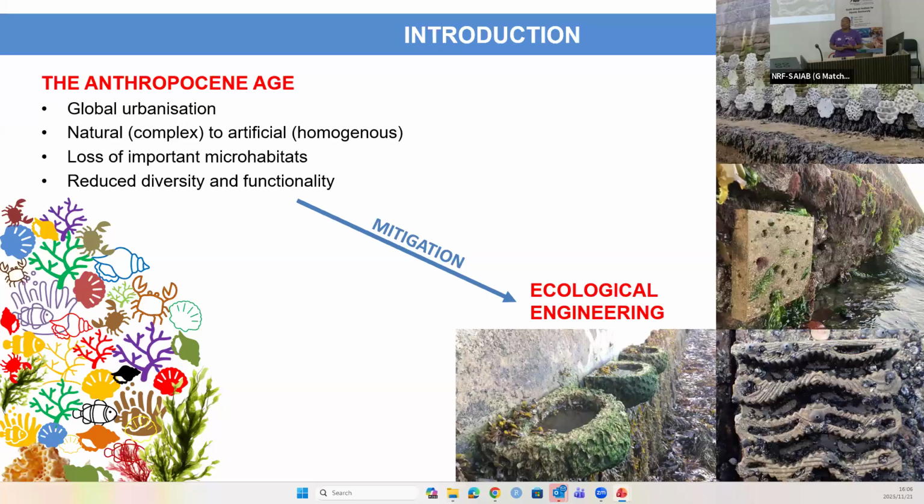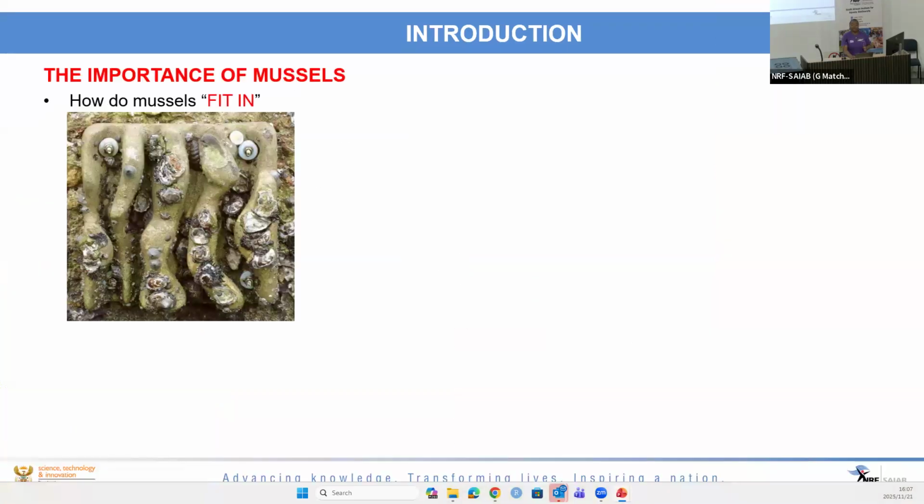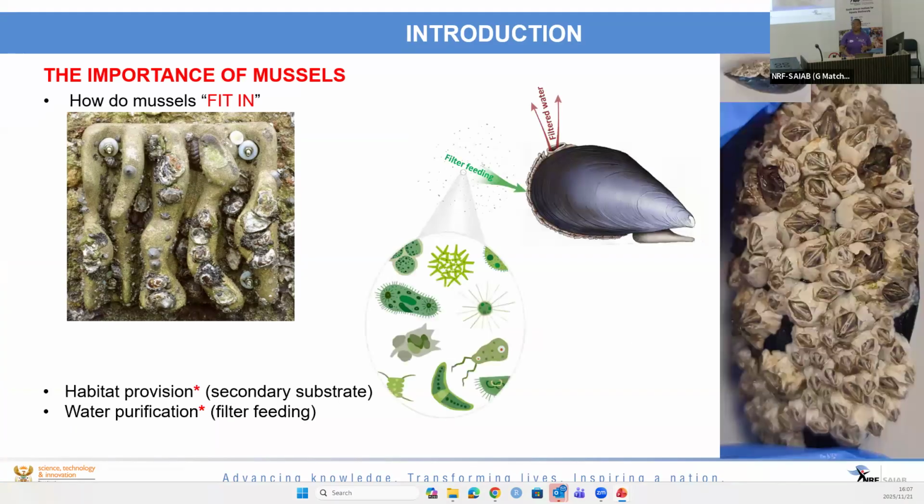So what are scientists trying to do? They're using ecological engineering to bring back the complexity within the artificial infrastructures in urbanized coastal environments. And my work focused on mussels, but how do mussels fit in within the scope of ecological engineering? So mussels are known as ecosystem engineer species, which means they are habitat providers.